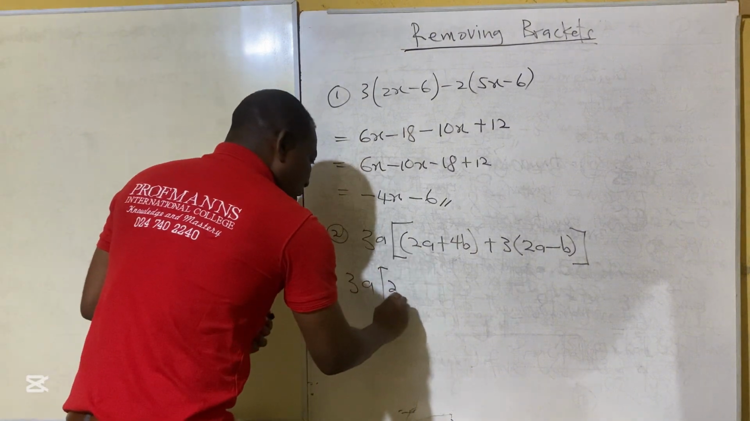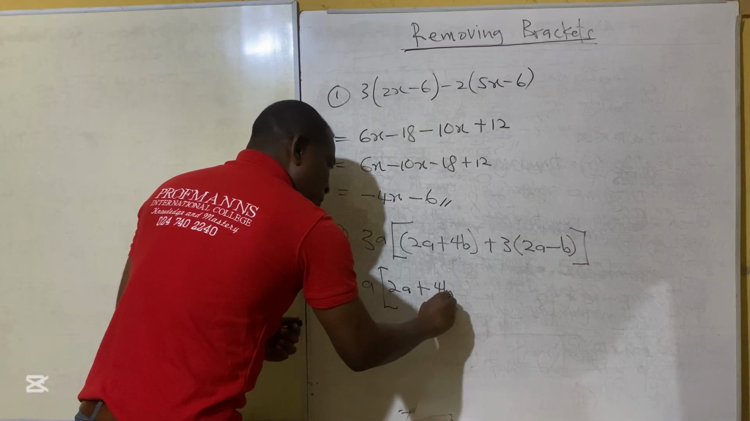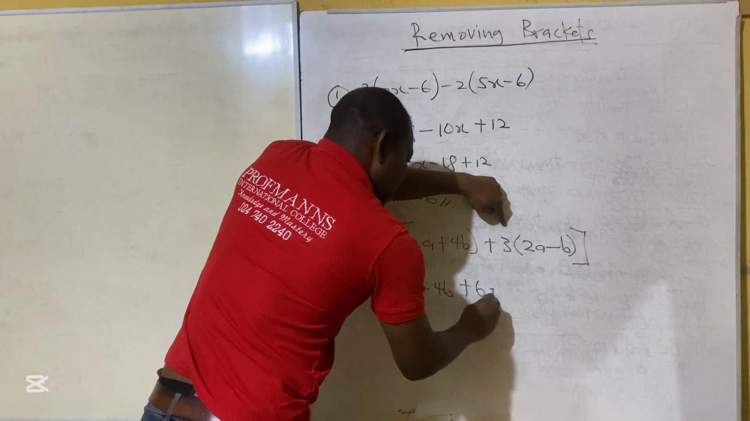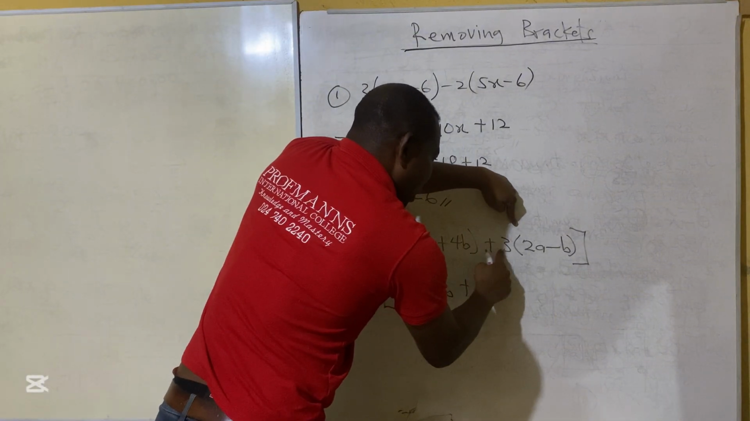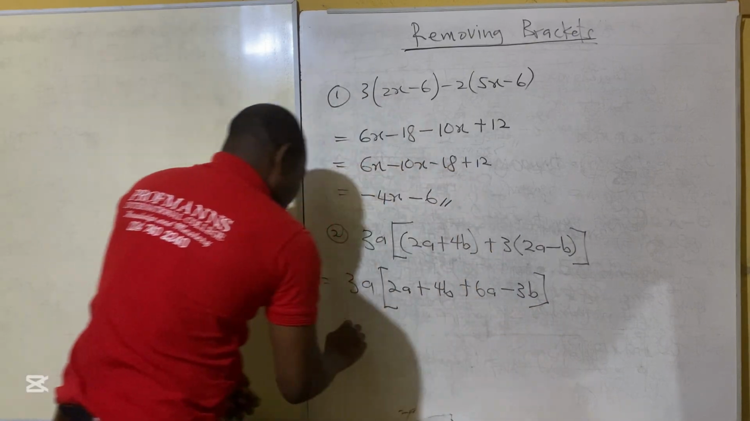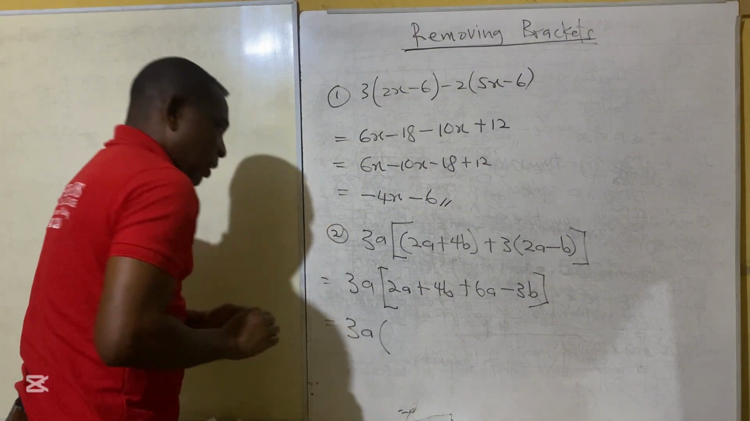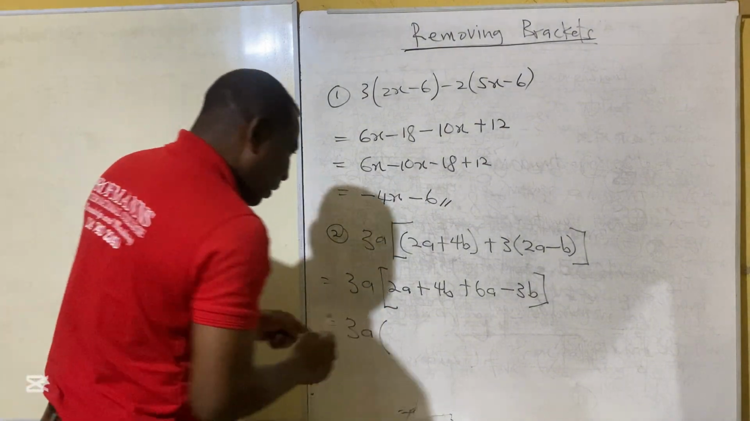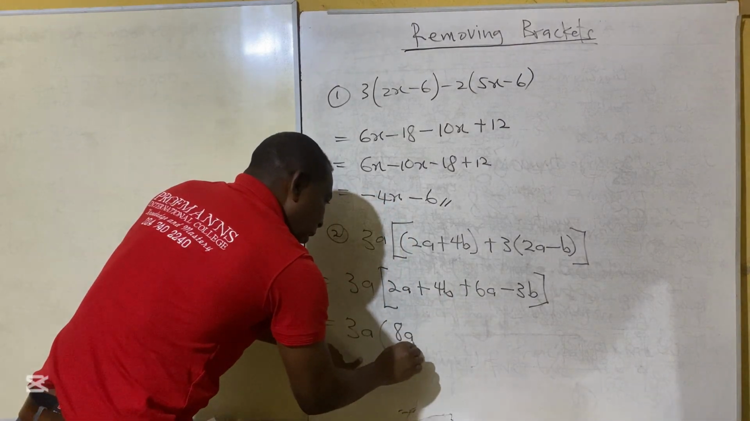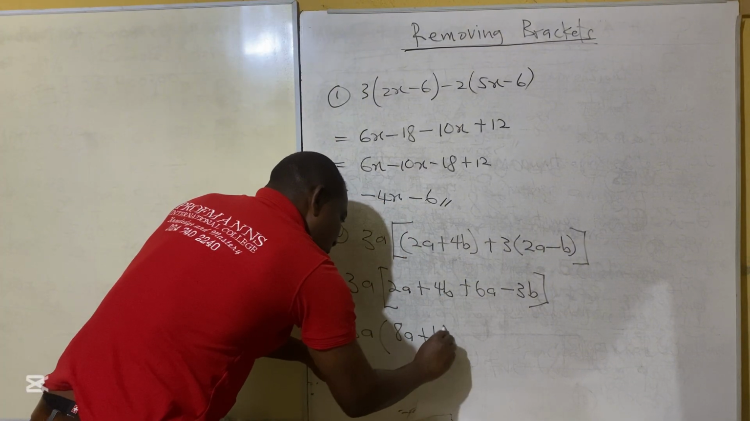So 1 times 2a is 2a. 1 times 4b will give us 4b. We are done with this. This 3 times 2 will give us plus 6a. And then 3 times minus b will give us minus 3b. So this is equal to 3a into, now we simplify the terms in the bracket. So this and that will give us 8a. And then 4b minus 3b will give us plus 1b, which is b.